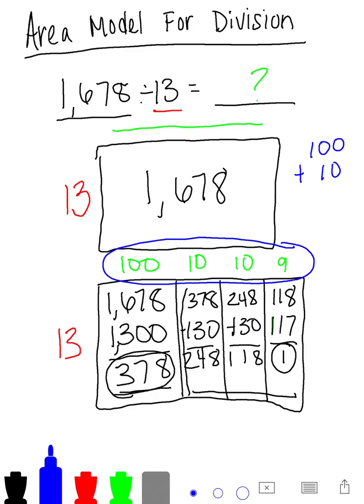So to get my answer now, I need to add up all of these lengths. So I need to do 100 plus 10, 10, and 9. So I'm left with 9, 2, and 1. So 129 with a remainder of 1.